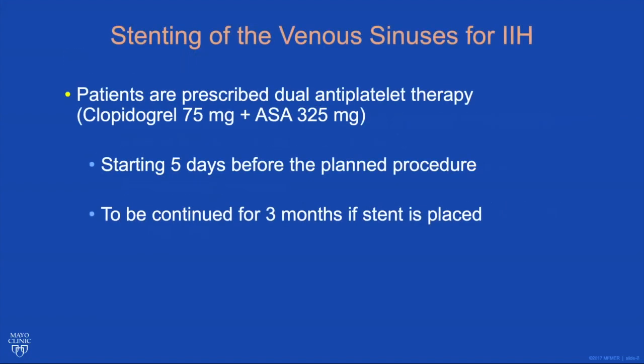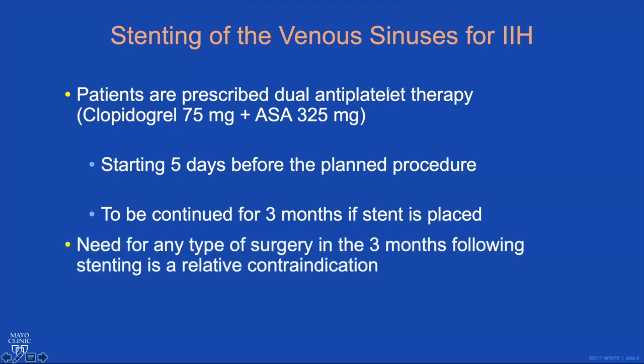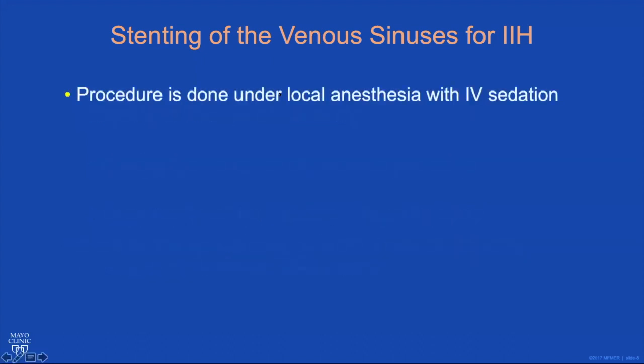We give all of our patients aspirin and Plavix. We load them for about 5 days beforehand. And we continue dual antiplatelet therapy for 3 months if a stent is placed. And then after that, just aspirin monotherapy. A contraindication would be a patient who would have a need for any type of surgery within 3 months following stenting, just because of the dual antiplatelet therapy.